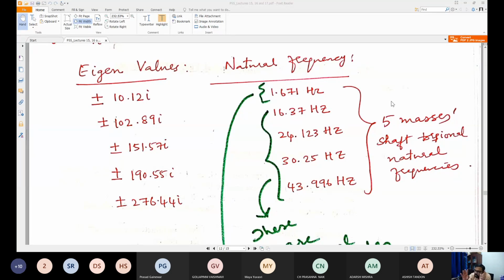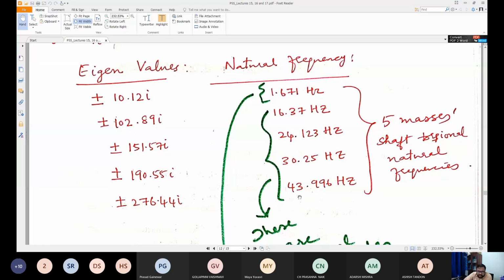How many shafts are there? 4 shafts are there, and 5 masses are there. So for 4 shafts, 4 torsional frequencies should be there. That is what is shown as torsional modes here. These 4 are the torsional modes. Now this is the common mode. So these frequencies we are getting.